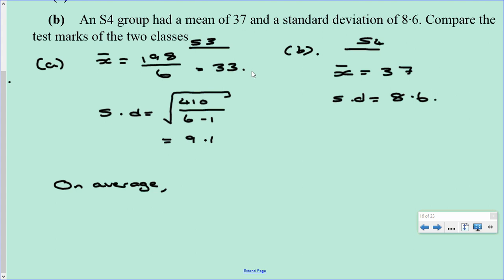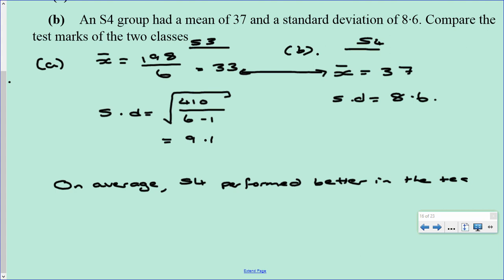Right, so looking at our numbers, here we've got x bar 33, here we've got x bar 37, and we're speaking about test marks. We can speak about higher, lower, better, worse, anything like that. So on average, S4 performed better in the test than S3.